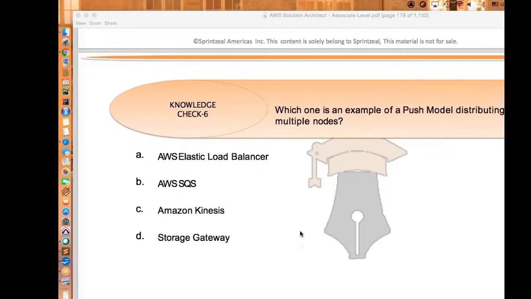I don't remember. To tell you the truth, I have forgotten a lot, but I know Kinesis and API Gateway. I will use A, Elastic Load Balancer, because I don't know how I'm using that push distribution load model to multiple nodes, but I can still see the diagram very well.